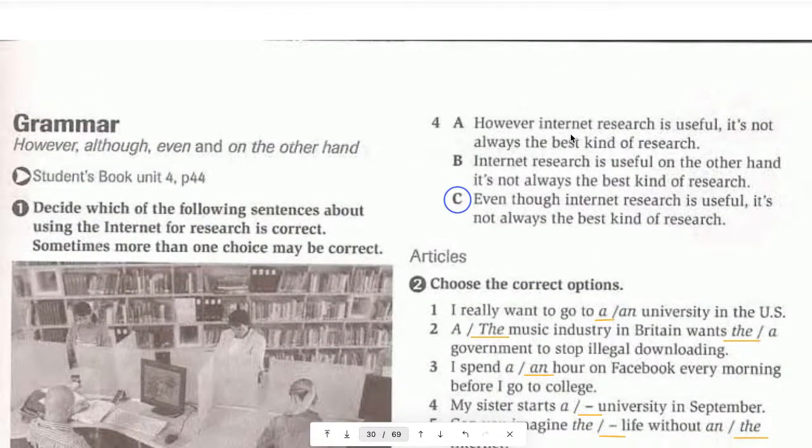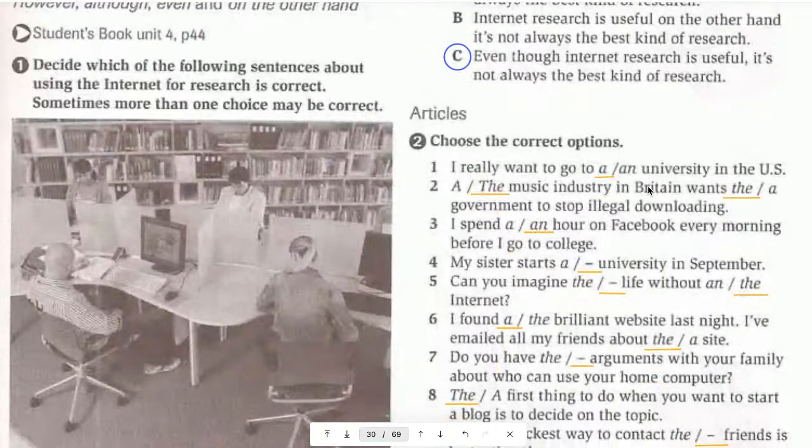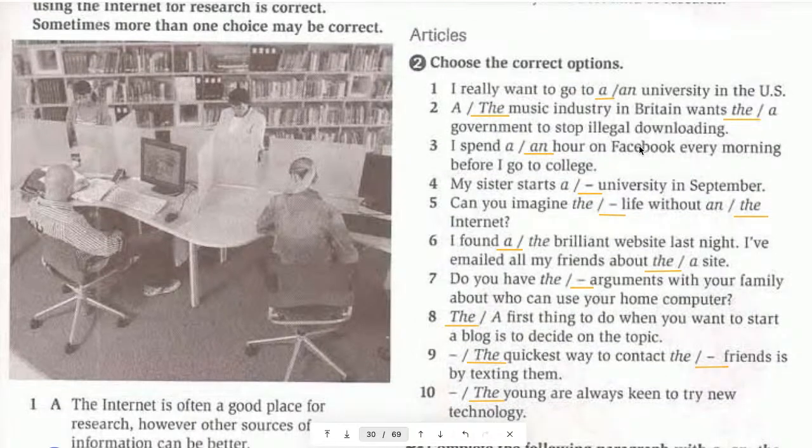All right. We just go quickly. Number 4. What's that? Yeah, number 4, C is the correct answer. Okay. The explanation is just the same. All right. Now let's move on to exercise 2. Articles.